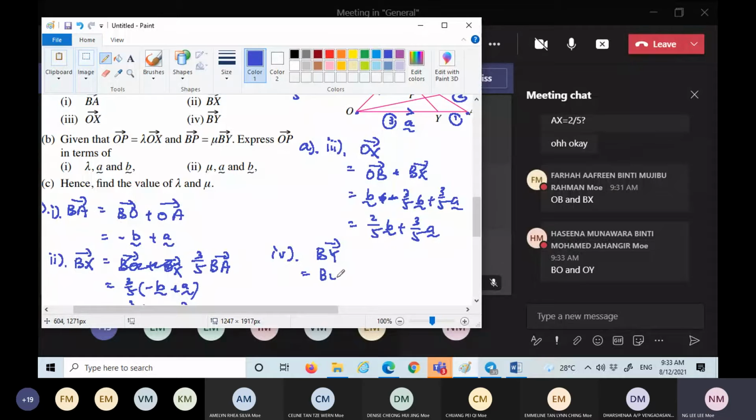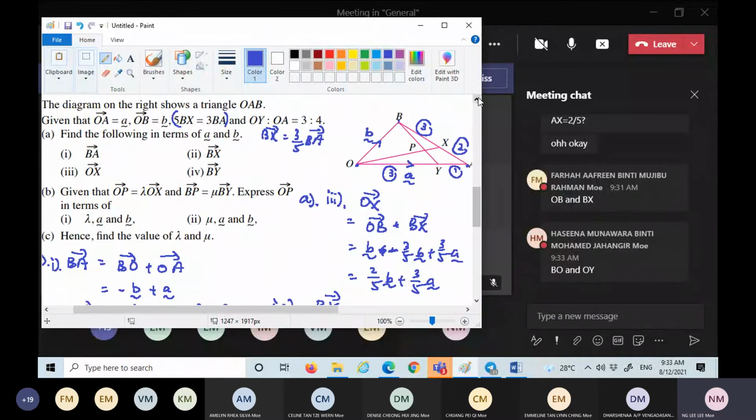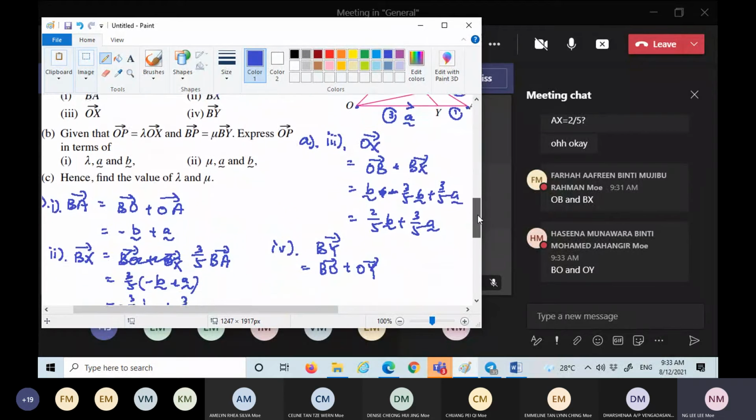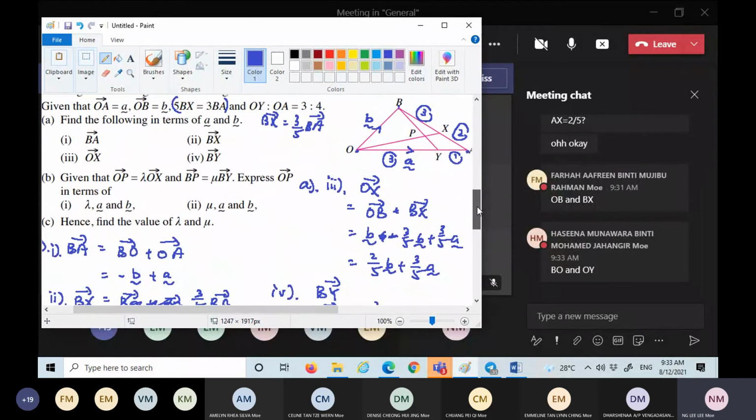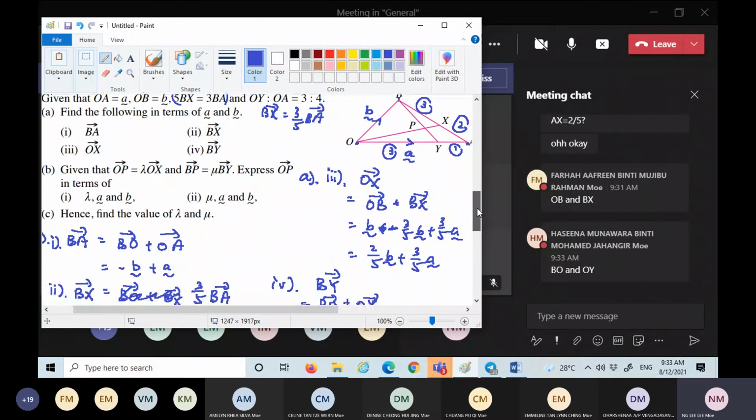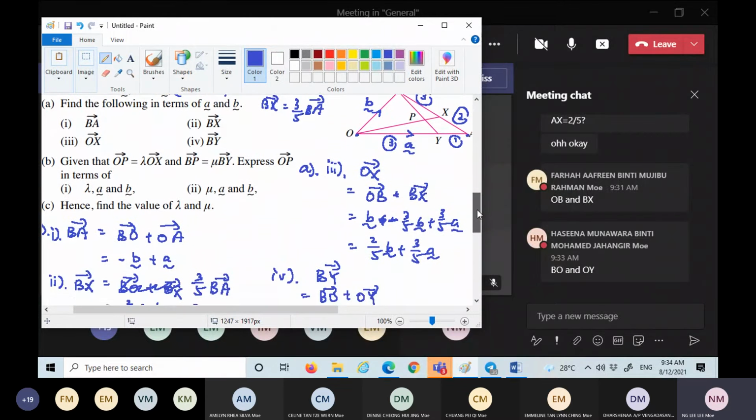Okay, she says BO and then OY. Okay, B to O, let me check. I have B to O and then O to Y. B to O, O to Y. Okay, O to Y again, I need to write it as a portion of something, because I have O to A, I don't have O to Y.